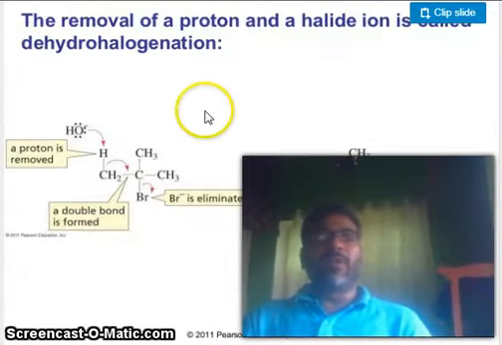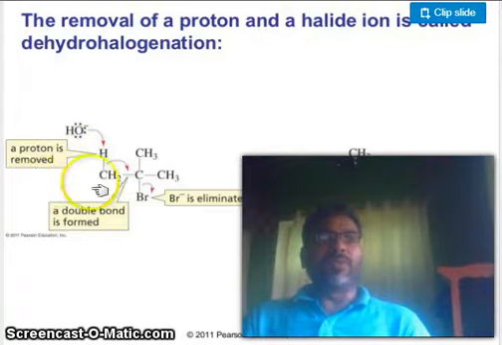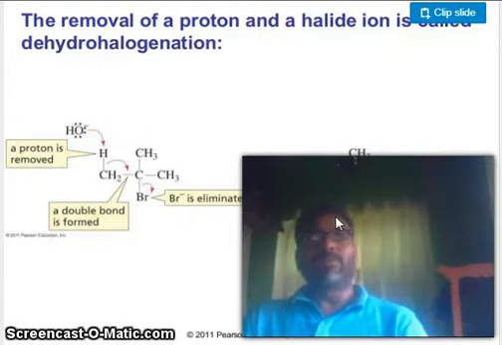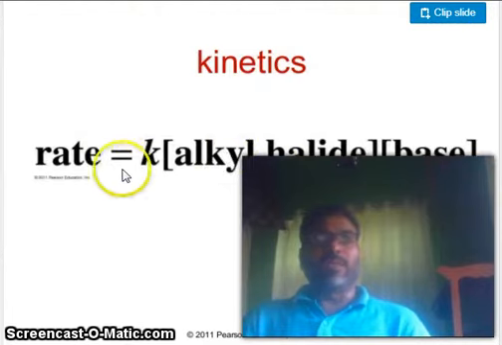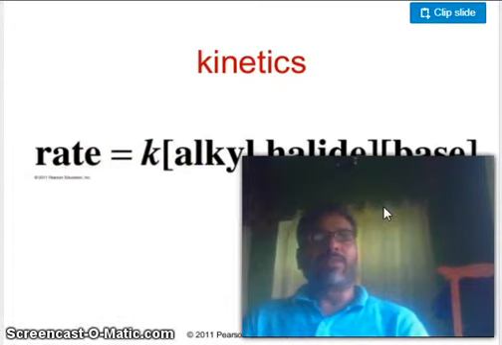So friends, the removal of a proton and a halide is dehydrohalogenation. So here a proton is removed, this proton, and bromide is eliminated, and a double bond is formed. What is the kinetics? The rate is equal to k times the alkyl halide concentration times the base concentration.